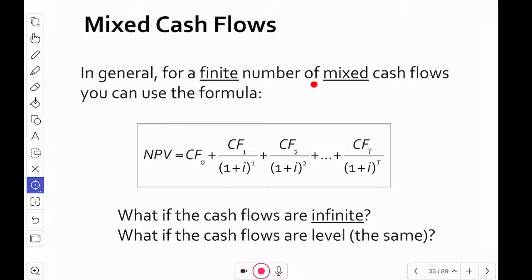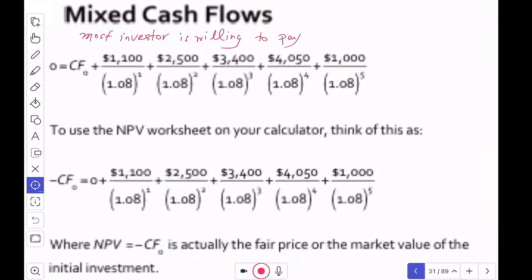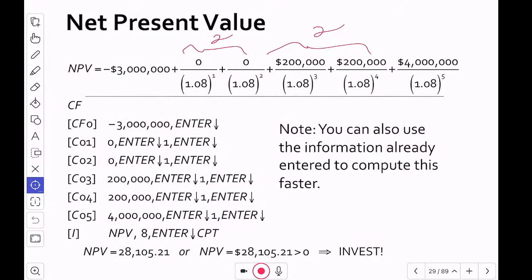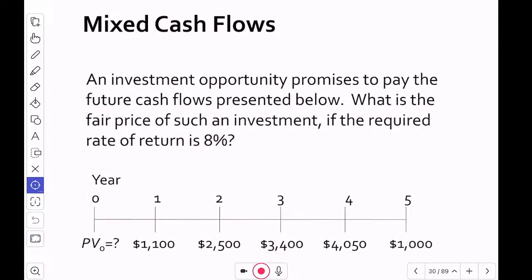So for a finite number of mixed cash flows, these are keywords, this is your formula for net present value. I've allowed the cash flows to be different for T periods. If there is a pattern, things can be simplified. Now, if there was a pattern, like there was a pattern for the hotel purchase, and we used this CF and PV set of keys, and it was kind of lengthy to enter that, but we found a shortcut.